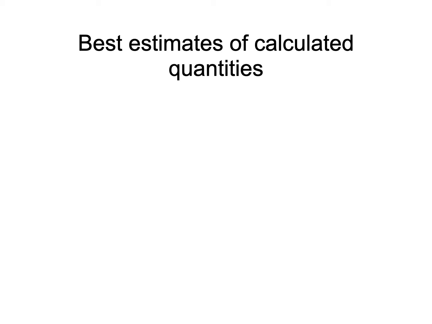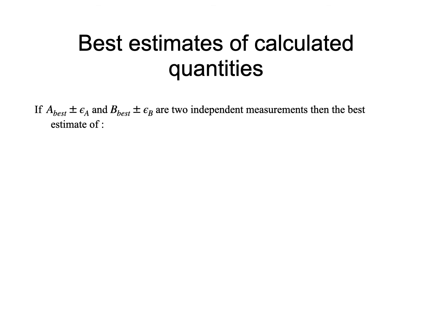Since measurements are essentially ranges of possible values, what we can calculate with them will also involve ranges of values. It means that calculated quantities will also be expressed with best estimates and errors. Let's start with how to evaluate the best estimates of calculated quantities.